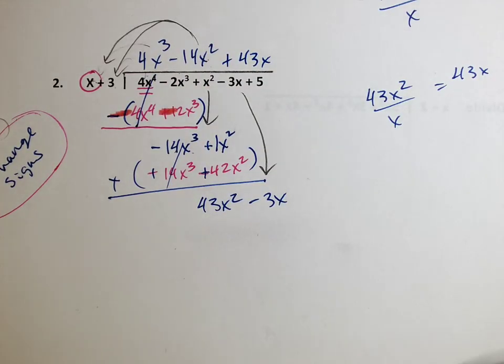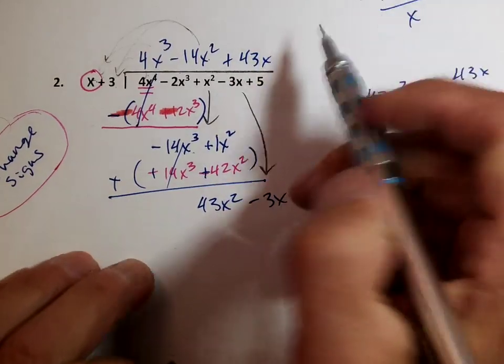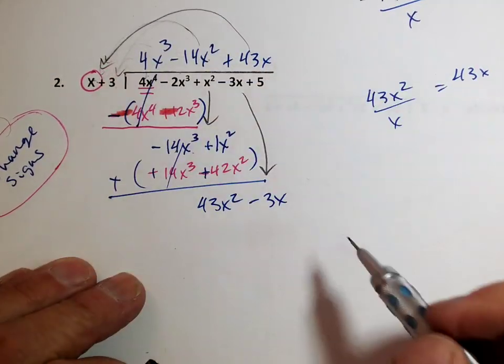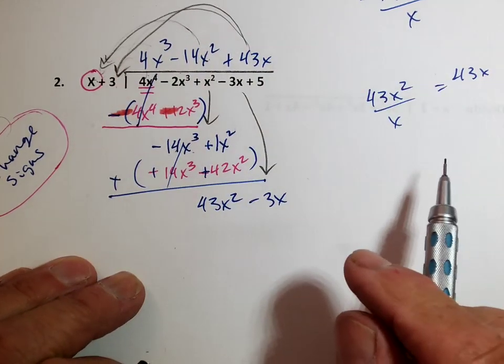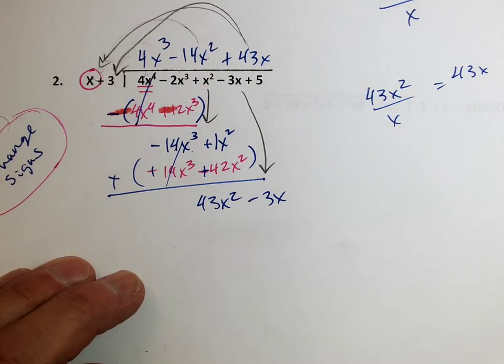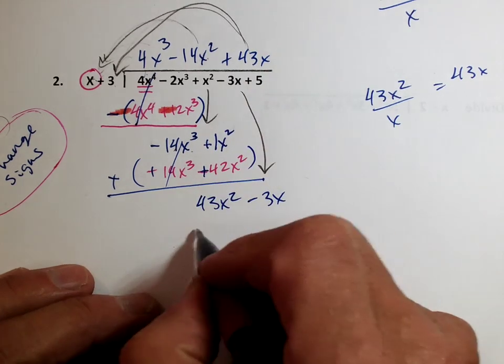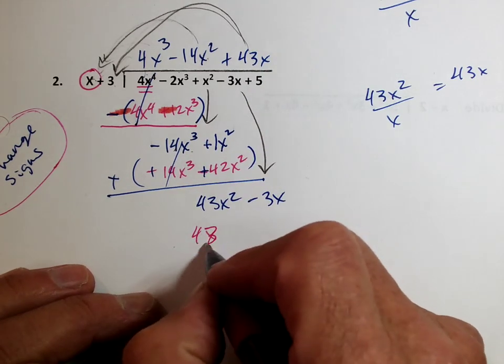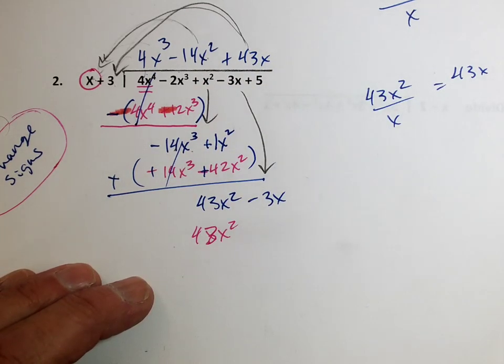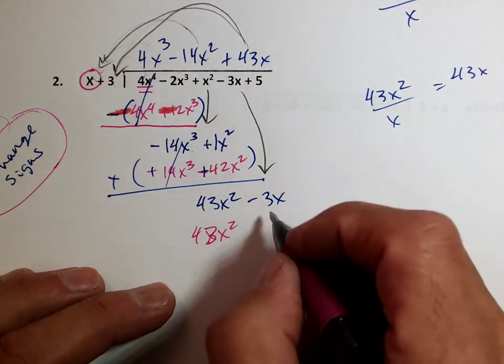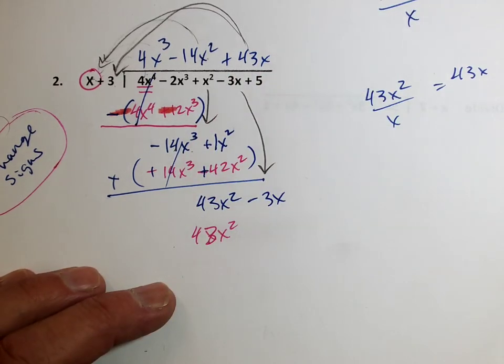All right, now I need to multiply, right? I'm going to multiply my 43x times x, right? And my 43x times my 3. Got to multiply both. So I'm going to get a 43x squared. And 43 times 3, hold on just a second, 43 times 3, I get a 129. So I get a positive 129x, okay?